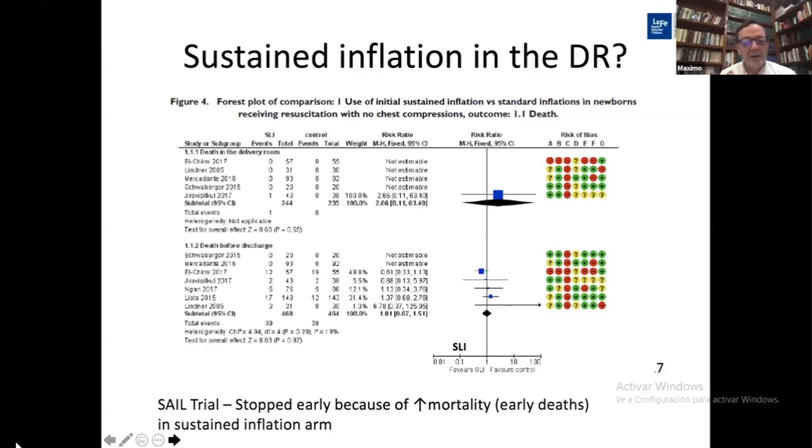However, the SAIL trial, which was the big trial designed to prove that sustained inflations were beneficial for the baby in the delivery room, and afterwards for reducing bronchopulmonary dysplasia, didn't show those benefits. In fact, the SAIL trial had to be stopped because there was an increased mortality. There were early deaths in the sustained inflation arm.